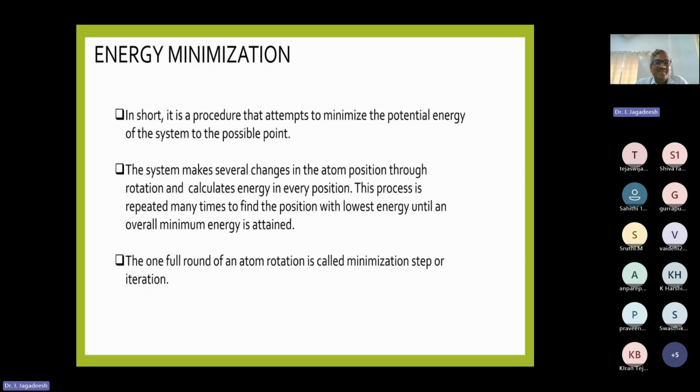So what is energy minimization, in short? It is a procedure that attempts to minimize the potential energy of the system to the lowest possible point. Because what can you attempt now? You have to bring it back to very low only. We cannot make it zero. So our aim is to go from energy maxima to energy minima.